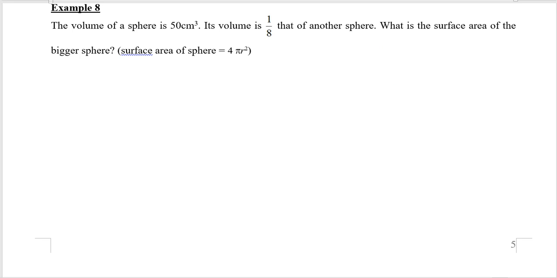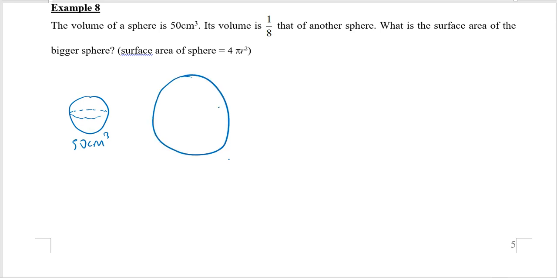Now we are going to look at example 8. In example 8, we are given the volume of a sphere, which is 50 cm cube. A sphere is a circular solid, and the volume is given. It is mentioned that the volume of this 50 cm cube sphere is 1/8 of another sphere, meaning that we have another bigger sphere that is 8 times larger in volume as compared to the 50 cm cube sphere.